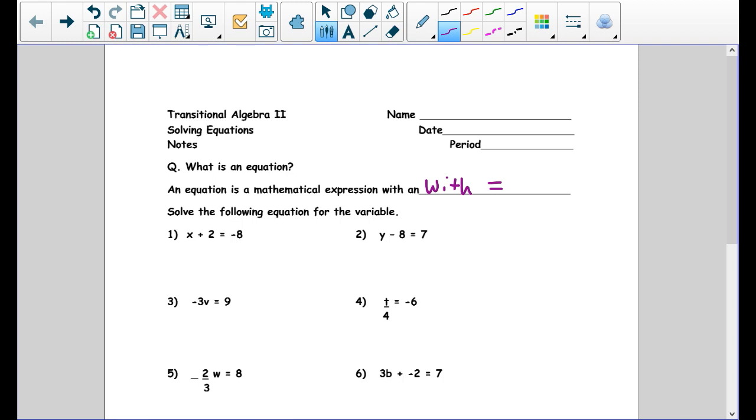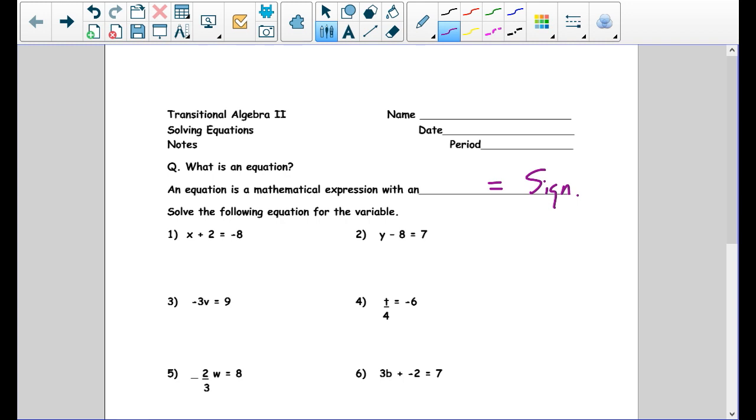With and with. No equal sign. Expression with and with equal. Oh, sorry. Wow. With and equal. Equals. And then put sign. Right sign. Sign. Thank you. Okay. Yes.